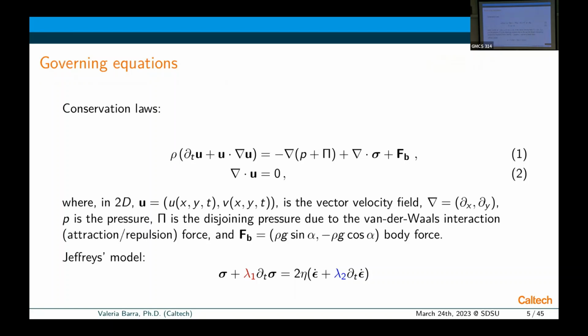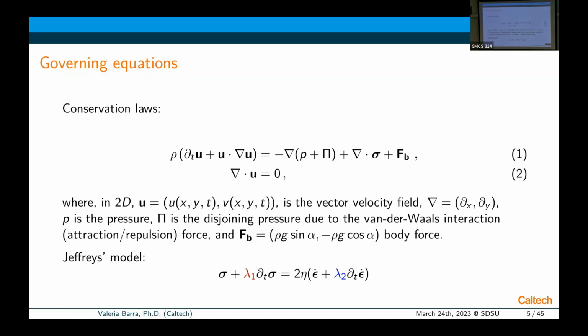In terms of governing equations, we have the conservation laws, typical in fluid dynamics. So the Navier-Stokes equation, where I wrote it here pretty generically, with the divergence of the stress tensor, where again the stress tensor follows this Jeffreys model for a non-Newtonian fluid. Here we see, for instance, the body force for forces like gravity, and we have the incompressibility condition. So this is an incompressible fluid, so we have constant density. This is a 2D setting, the one that I'm going to analyze here.